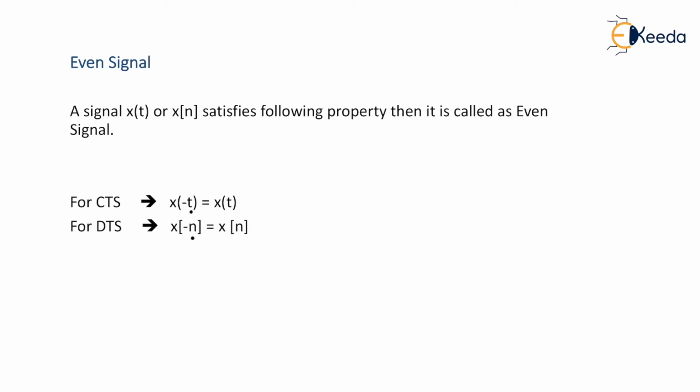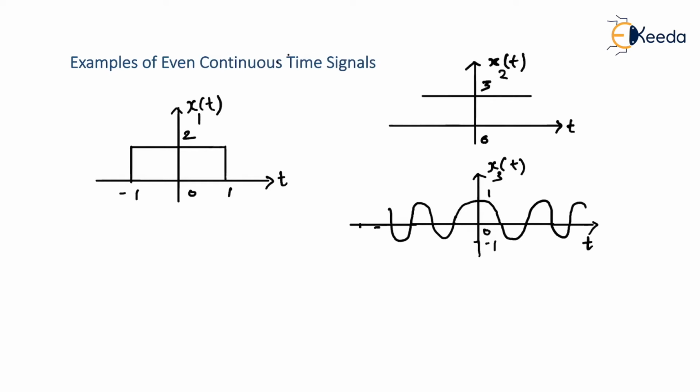What is meant by x of minus t? You know very well, x of minus t is what we call the time reversal property. So if you take a signal, do a time inversion, and still get the same signal back, then the respective signal is called an even signal. This is valid for continuous and discrete signals. Let us see examples of continuous time signals which are even signals. These are a few examples which are considered even signals, and I'll prove here how they are even.